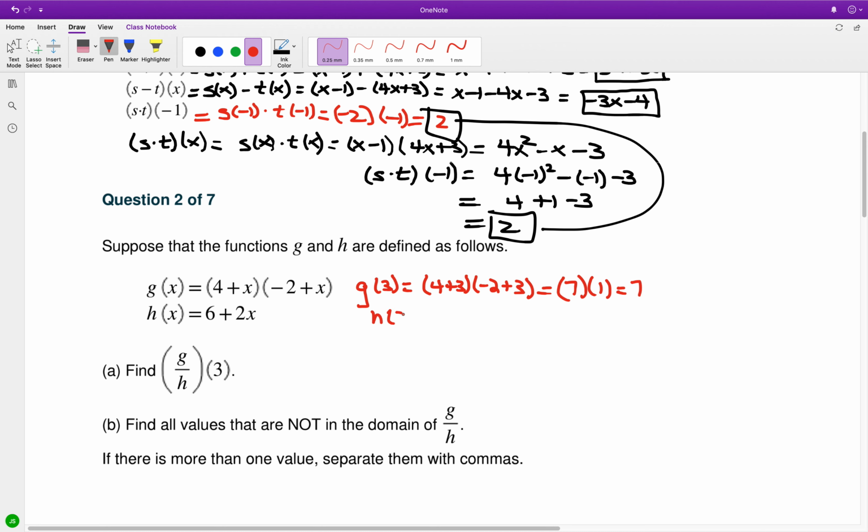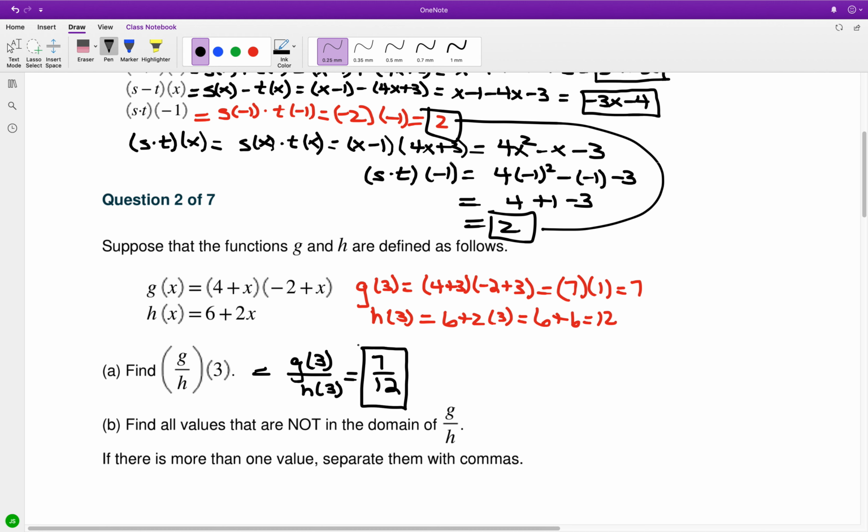As for h of 3, we have 6 plus 2 times 3. And so we have 6 plus 6, which is going to end up at 12. So for g over h of 3, we're going to have g of 3 over h of 3. And so for this outcome, we end up at 7/12.